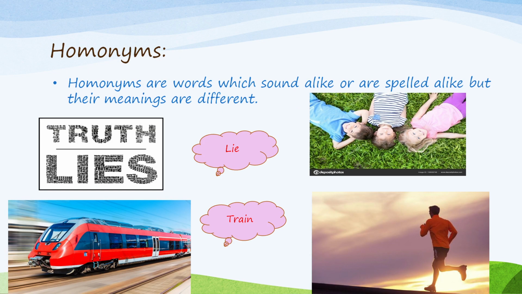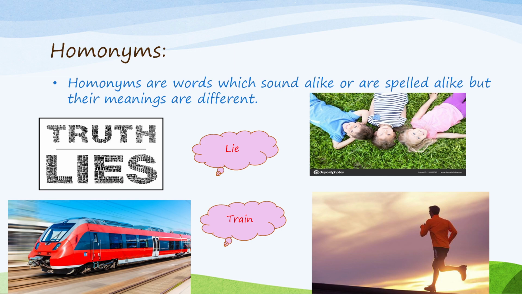And the next one is homonyms. Homonyms are the words which sound alike or are spelled alike, but their meanings are different. Let's take the first example, that is lie. Lie means to speak untruth, the opposite of truth. But it could also refer to lie down, that is to be in a horizontal or resting position.